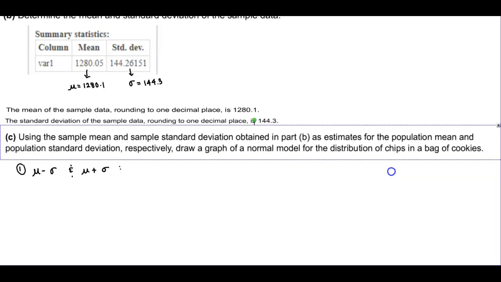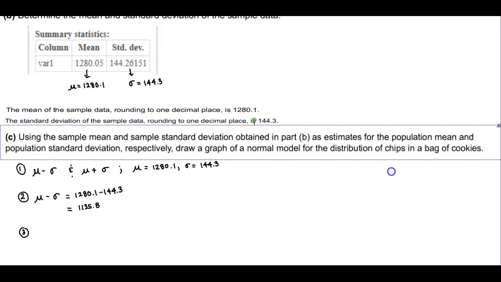Recall that in our problem we know that our mean is 1280.1 and our standard deviation is 144.3. So we want to find mu minus sigma, and that is equal to 1280.1 minus 144.3, which gives us a value of 1135.8.